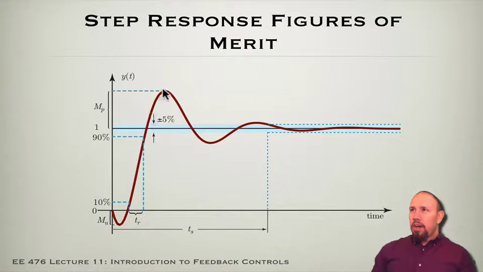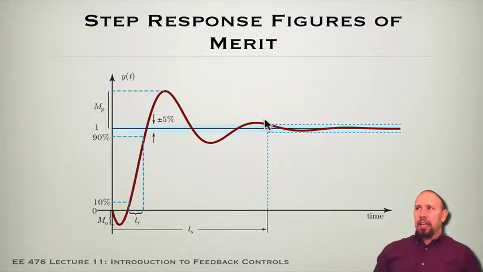So we also have that the system might go beyond the value that we're settling at. Okay, and so that value is called the overshoot. It overshoots the value and comes back. So you get this kind of ringing.